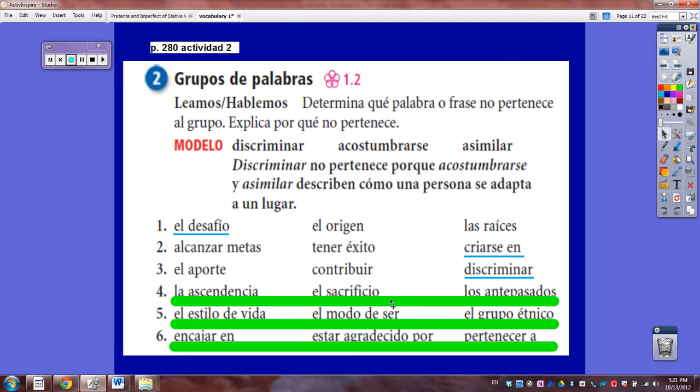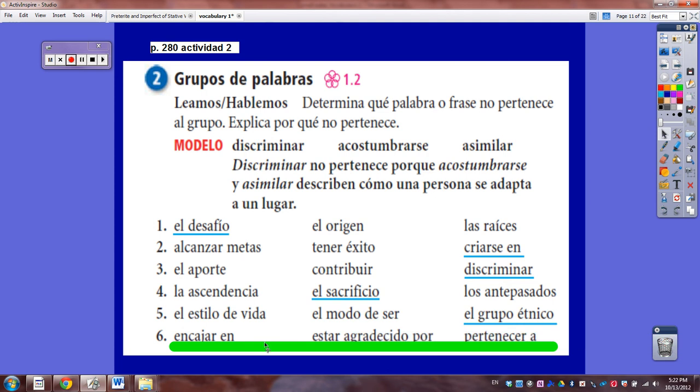El sacrificio. And antepasados. So descendants, ancestors, sacrifice. Estilo de vida, modo de ser. Grupo étnico, style of life, way of life. Modo de ser is a way of being. And grupo étnico is an ethnic group, so ethnic group doesn't belong.